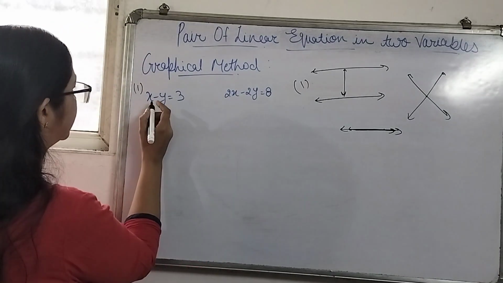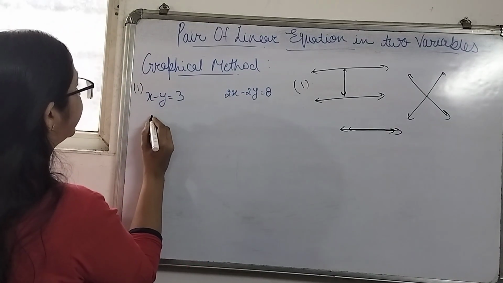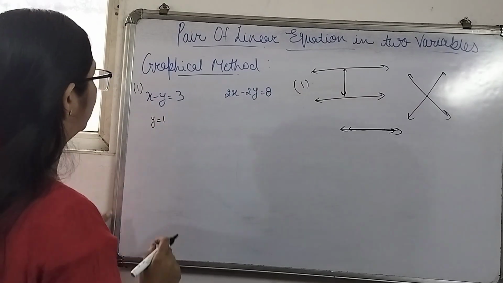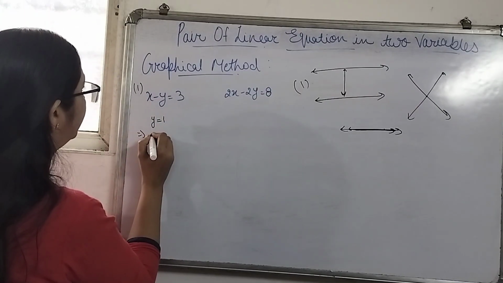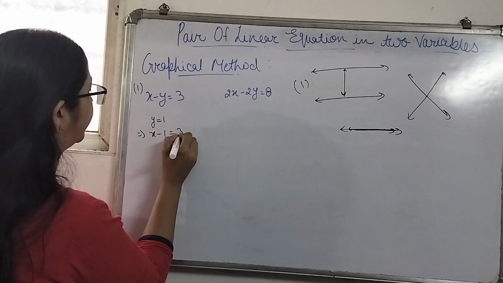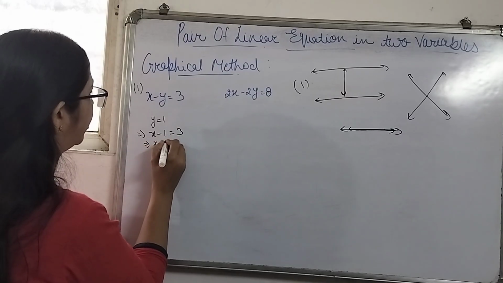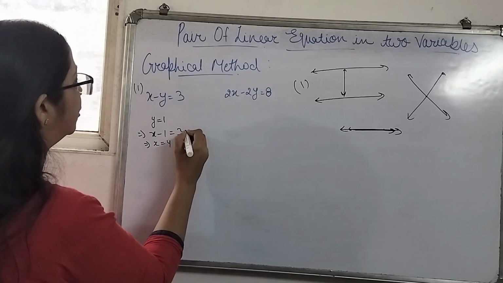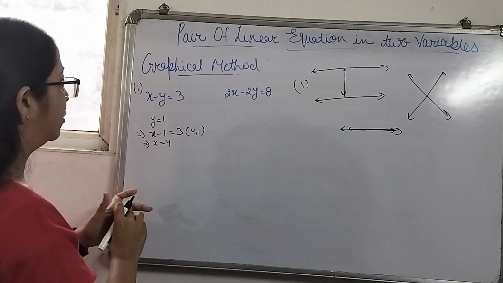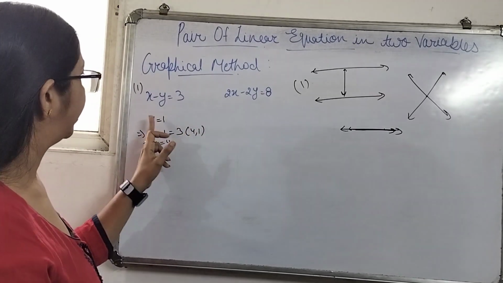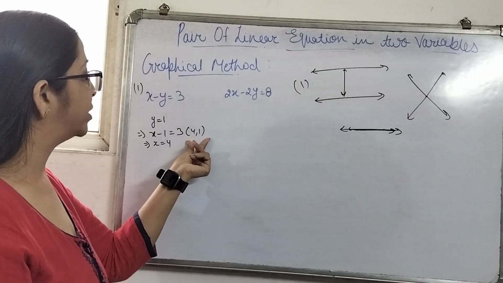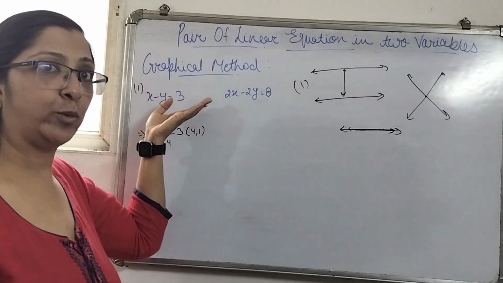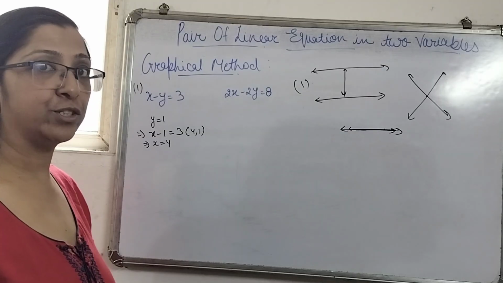Now for this, suppose we take y equal to 1. If we take y equal to 1, the equation will become x minus 1 equals 3, or we can say x will be 4. So one of the solutions for this equation will be (4, 1). The value of x is 4 and the value of y is 1. If we put these values in the equation, this will satisfy the equation.